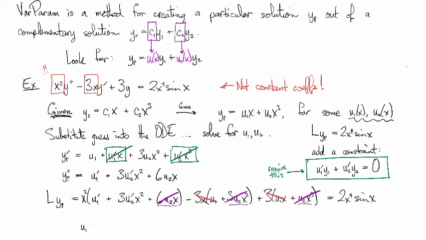So it looks like I'm left with u1 prime plus, let's see, 3u2 prime x squared equals, and I'm going to take that x squared and divide it across from the other side, so this becomes 2x squared sine x instead of 2x to the 4th. So I just divided it out of here.